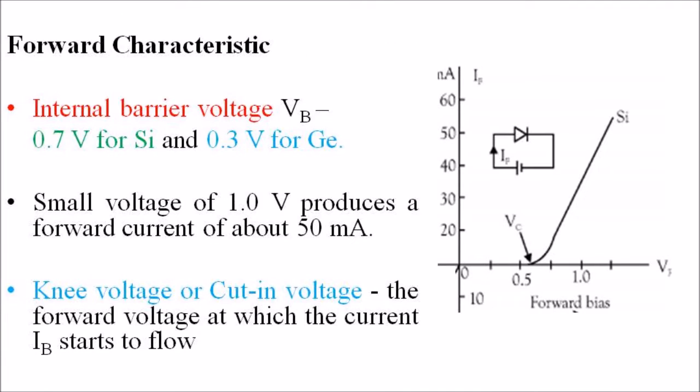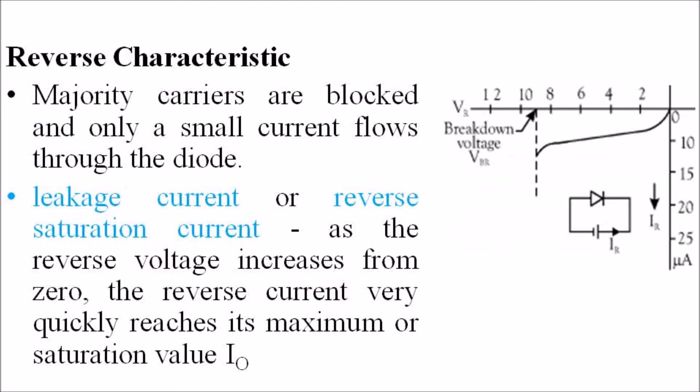So as we mentioned, for silicon based diodes, up to 0.7 volt the current doesn't flow. After that, if we apply a voltage, the current will flow through the diode, and it should be noted that the current should not exceed the safe limit of that particular diode.